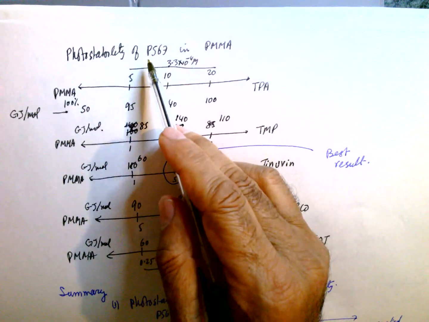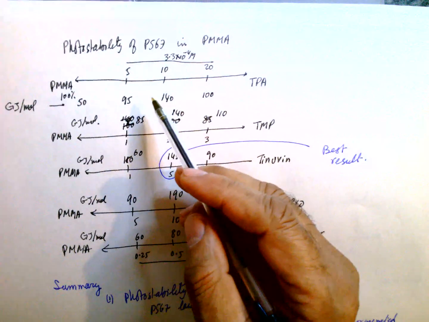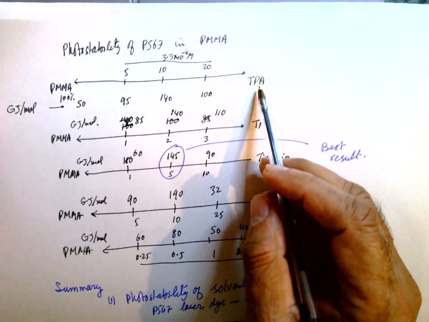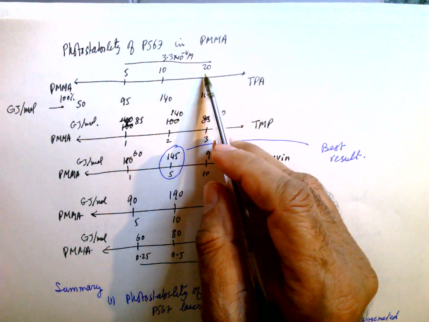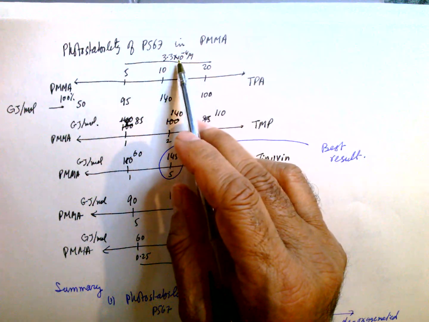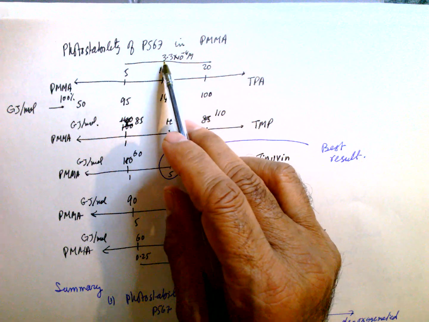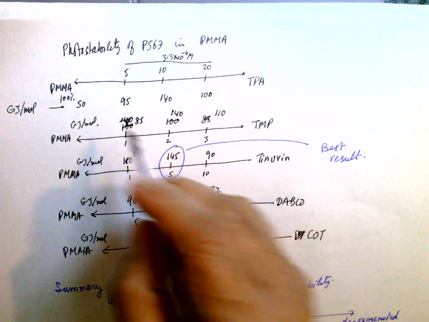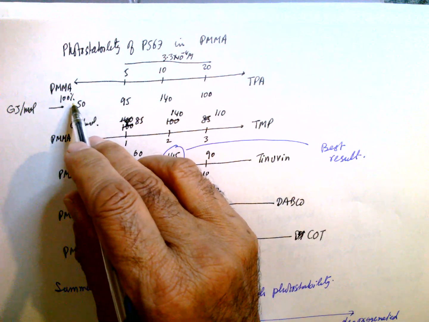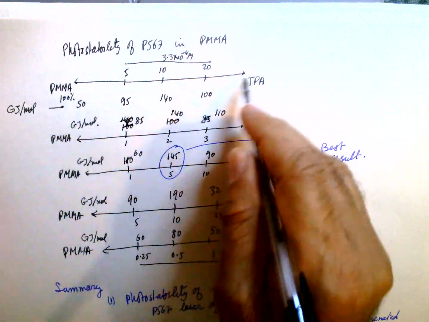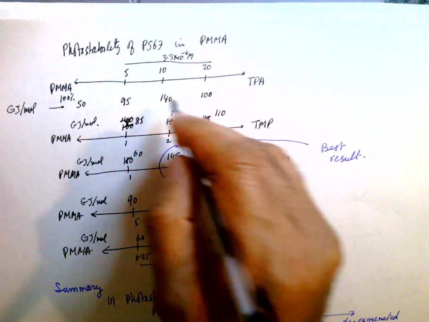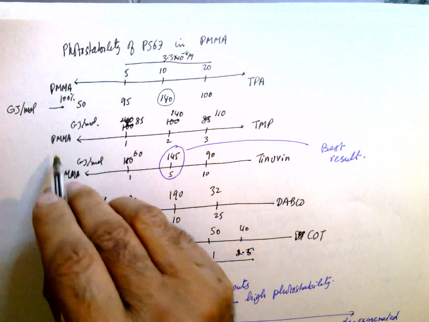So similarly, photostability of P567 in PMMA as the host, the solid material. PMMA and TPA is added at 5%, 10%, 20%, with the dye concentration 3.3 times 10 to the minus 4 molar. So with 0 TPA, this is 50, 95, 140, and 100, and this is the good result.